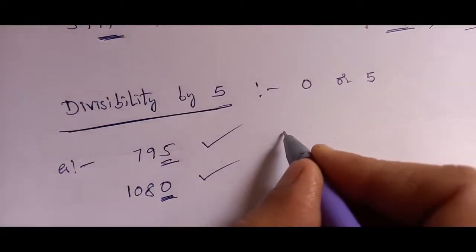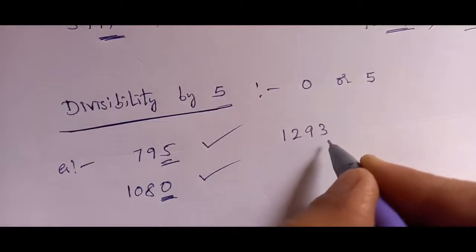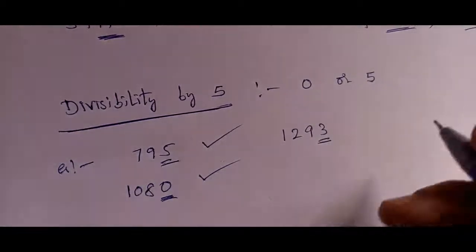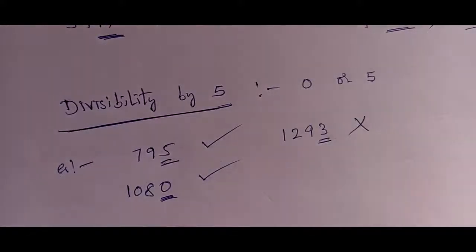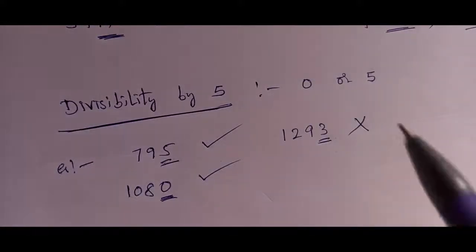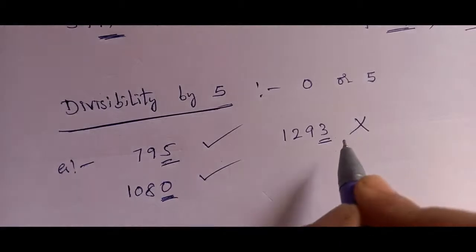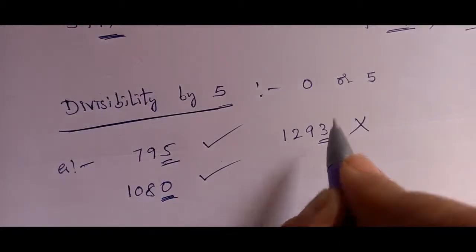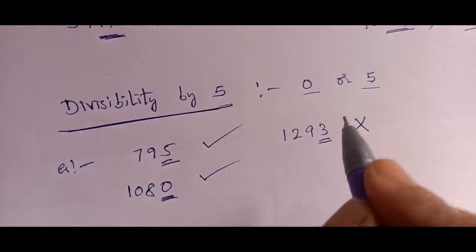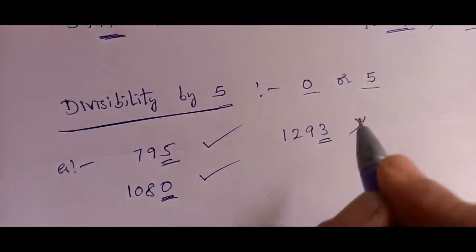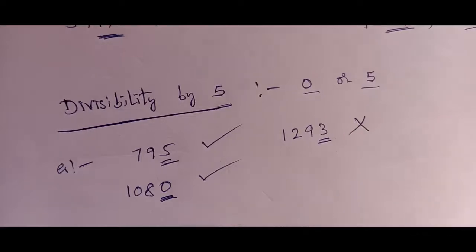Let's take 1293. What is here in units place? 3. So it is not divisible by 5. Only in one condition: if the number is having 0 or 5 in units place, then only that number is divisible by 5. Is it clear?